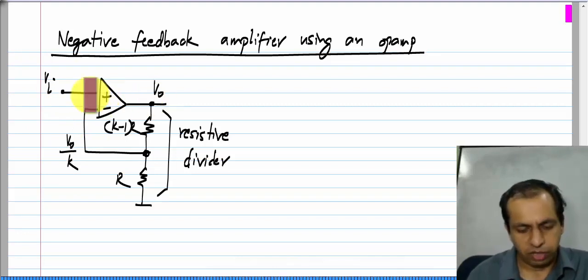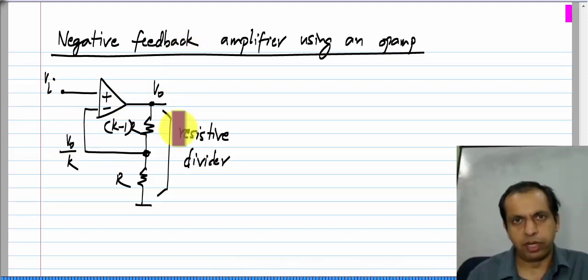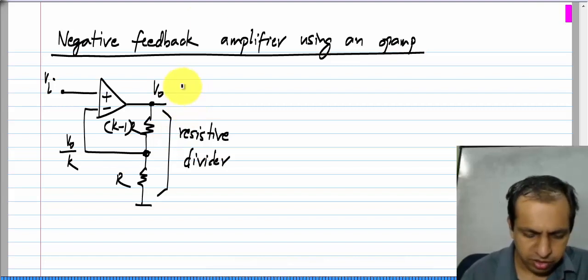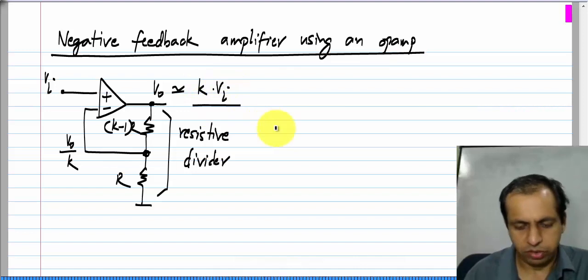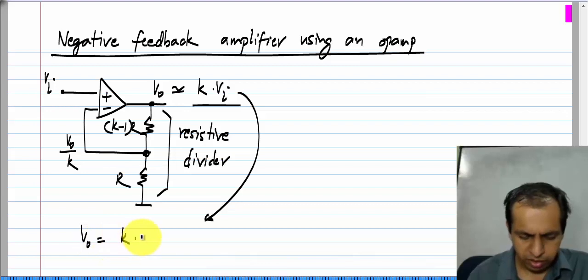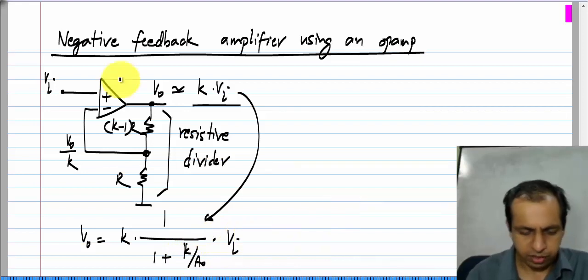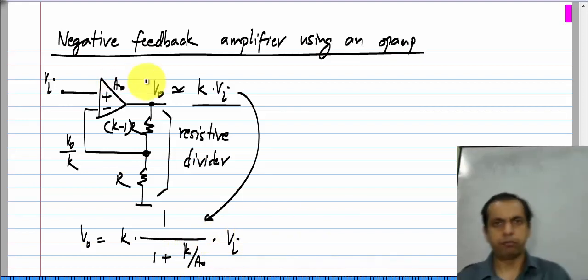So, the output is strongly driven by the difference between V I and V naught by k. If V naught is too small, it is driven strongly positively. If V naught is too large, it is driven strongly negatively. So, finally, we saw that V naught is very close to being k times V I. If you had to be exact, V naught would be k times 1 by (1 plus k by A naught), where A naught is the op amp gain, times V I.